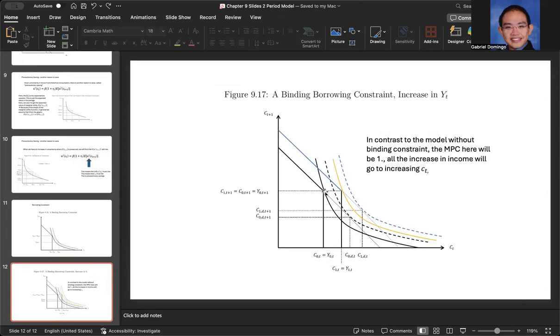Now, the main insight here, guys, is if you are constrained and I increase your income and you continue to be constrained, your entire income change here will go to your current consumption. No saving will actually happen. So your C will go from C0 to C1, which is exactly equal to the increase in income from Y0 to Y1. All right, so these are some of the big ideas of chapter 9.